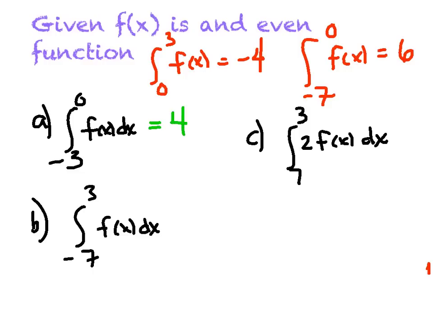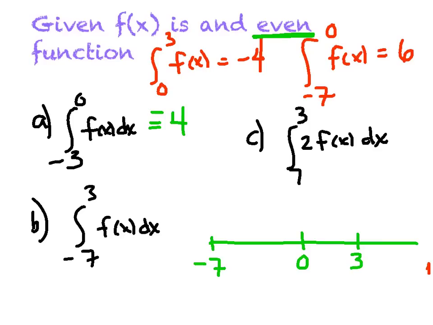Which I think I just got ahead of myself. I think I totally disagree with that, and this should be a -4. And let me be more specific. The whole key to this is that the function is even. So I'm going to draw this out below before we get a little too carried away. So let's go ahead and mark 0 on the number line to 3. And 0 to -7 here.